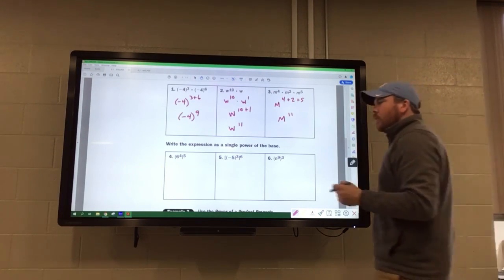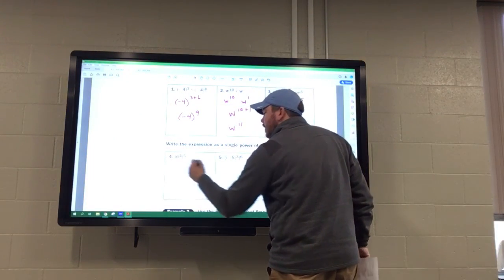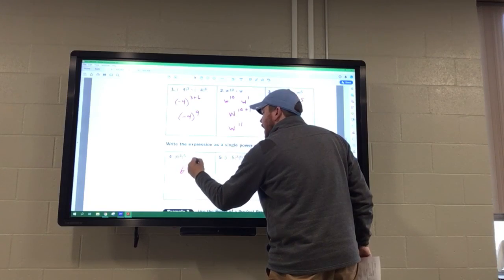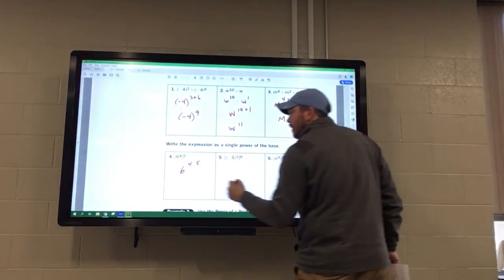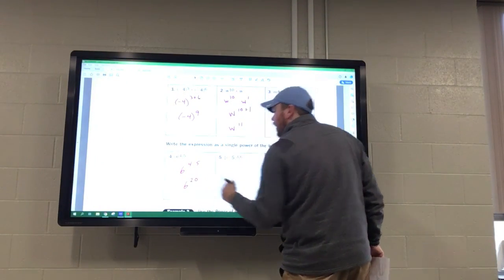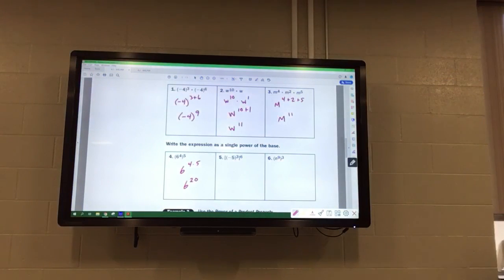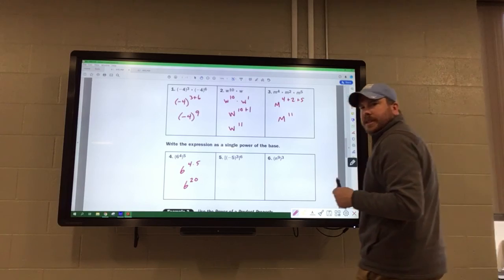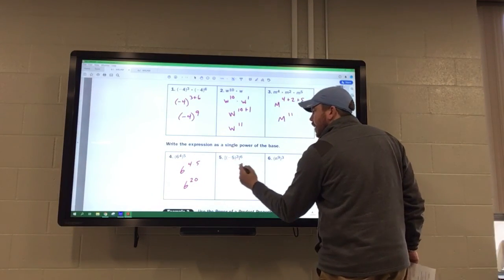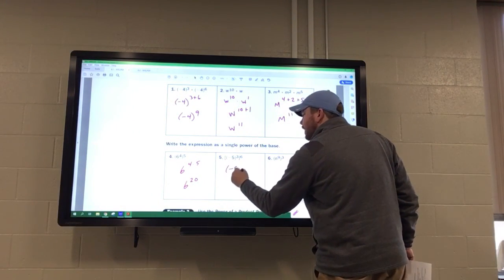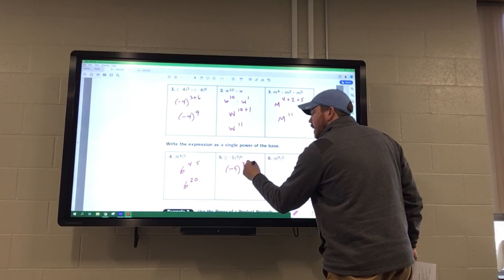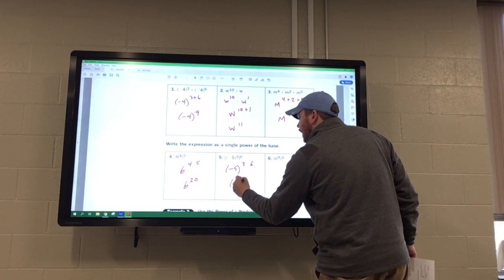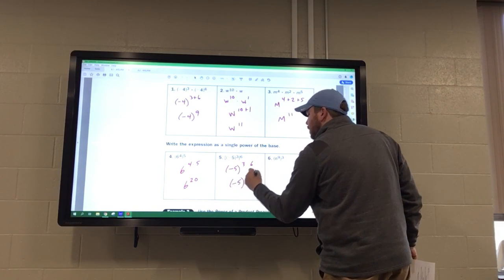For number 4, we're raising a power to another power, so I keep my base and I multiply the exponents, leaving me with 6 to the 20th power. This one looks a little different, but it's still the same idea. We're raising a power to another power, so I keep my base of negative 5, and I multiply the exponents, leaving me with negative 5 to the 18th power.